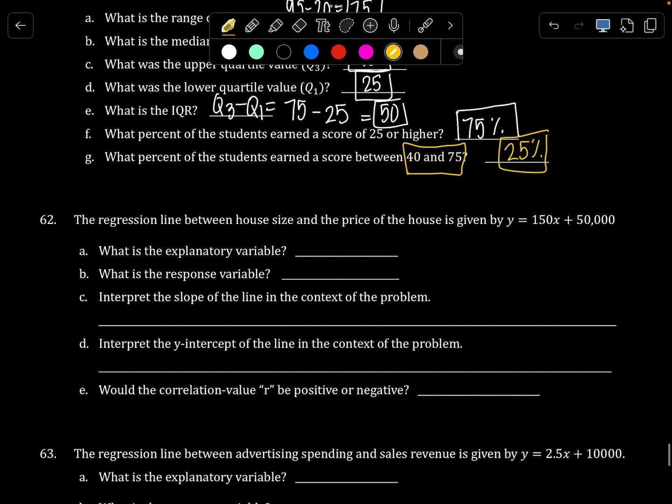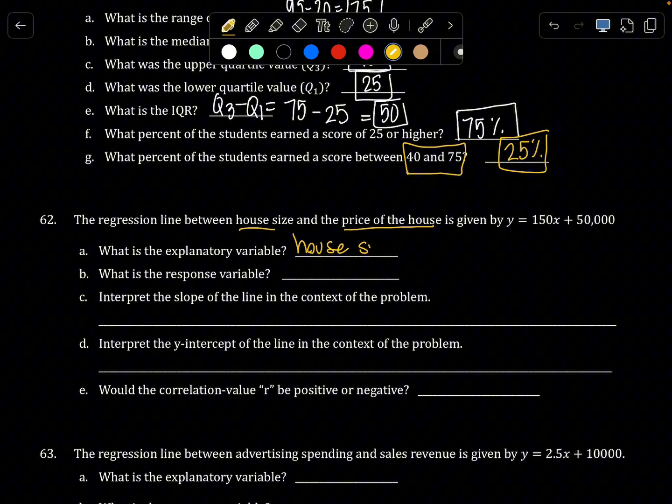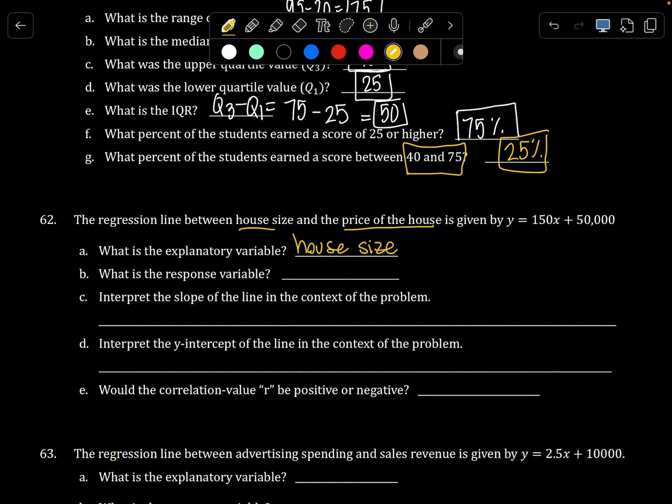Now let's look at 62, the explanatory versus the response. Here, I asked you to look at both scenarios, house size and price of the house. So house size varies, it's explanatory, whereas the price of the house depends on the size. Interpret the slope of the line in terms of the context.